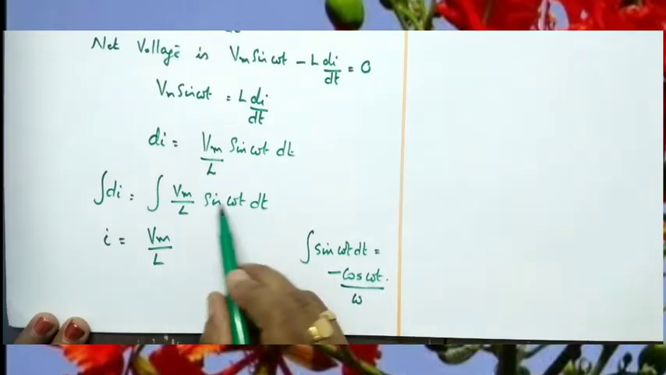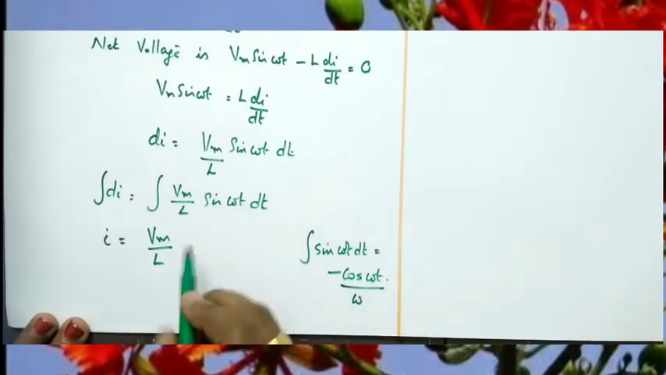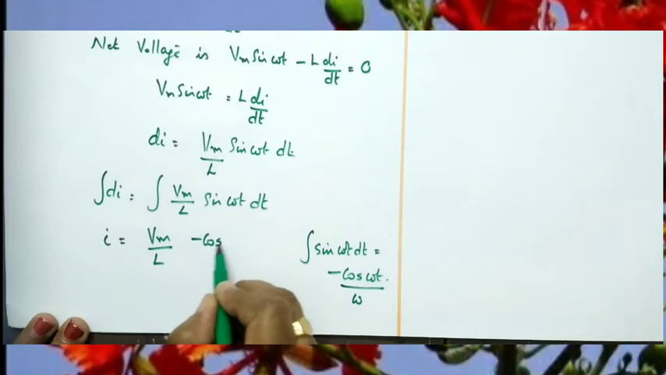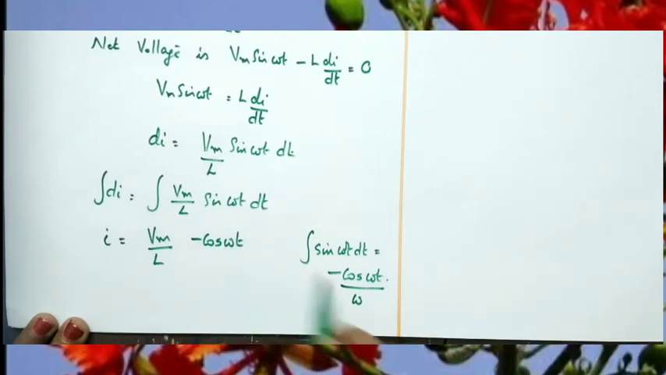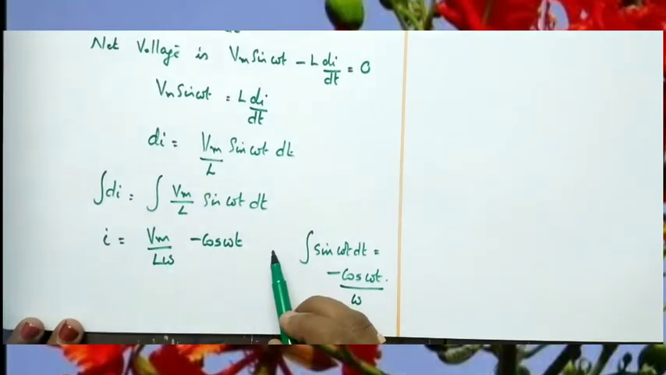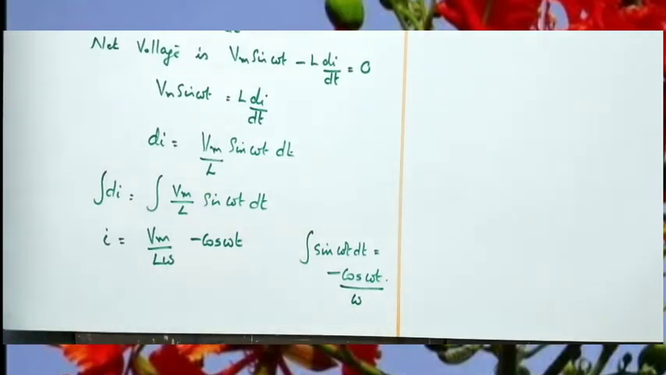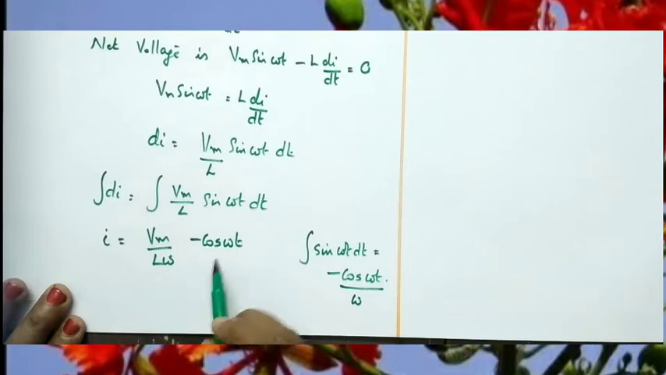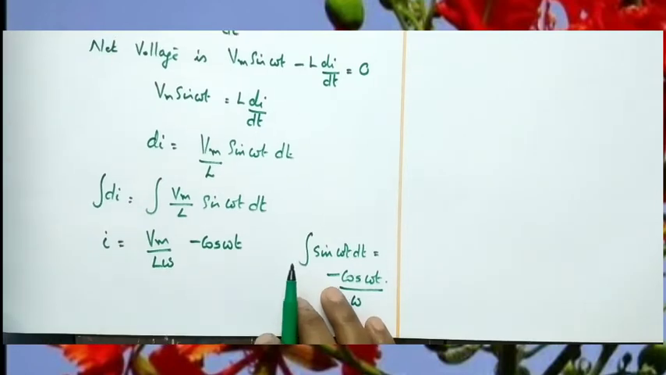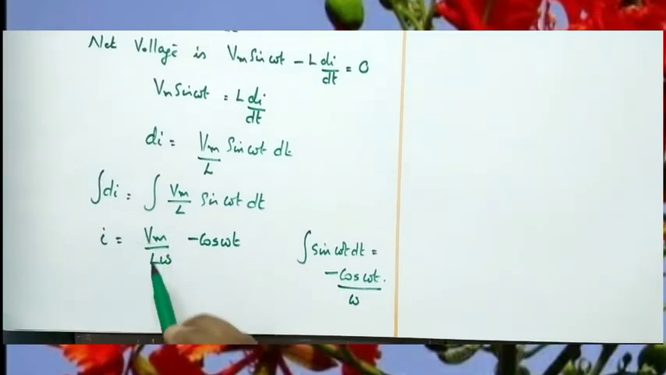Clear, children? So here integral sin omega t dt can be written as minus cos omega t divided by, what is the coefficient here? Omega. So here we can write L omega. Actually in integration there is an integration constant, and that integration constant is equal to 0. So current I can be written as Vm divided by L omega into minus cos omega t, where Vm is the peak value of voltage.